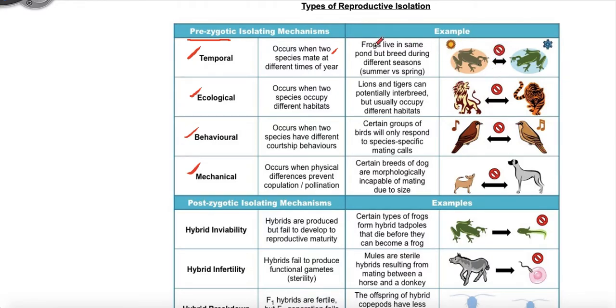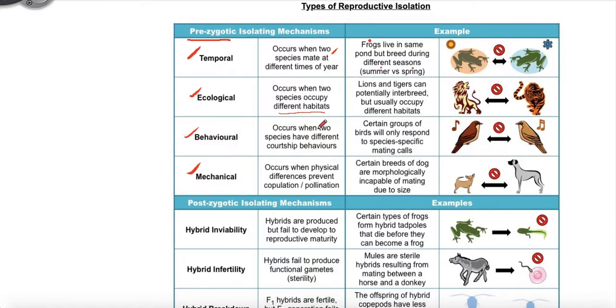An example here are frogs that live in the same pond but breed during different seasons, the summer versus the spring. So the sperm from this frog will never be able to fertilize the egg from this frog. In ecological or geographical, this occurs when two species occupy different habitats. So we know that lions and tigers could potentially interbreed, but they don't because they live in different places.